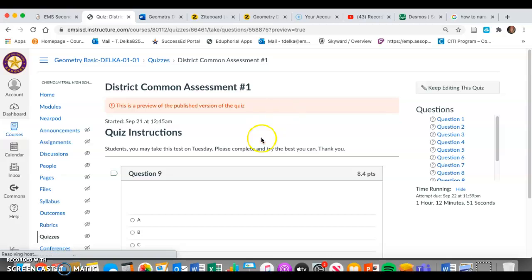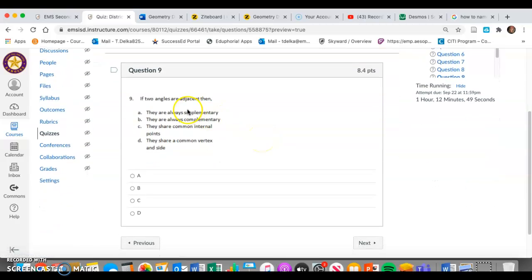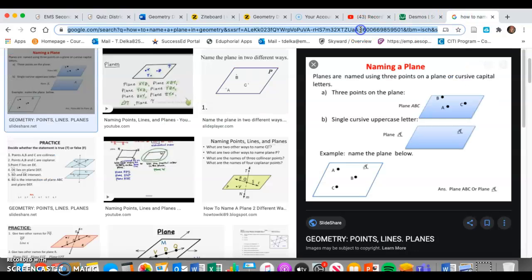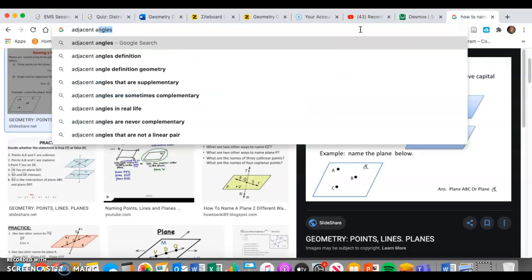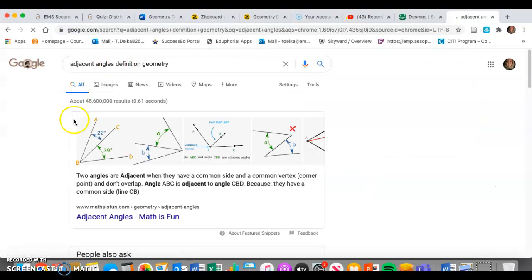Moving on now. Question number 9. If 2 angles are adjacent, then, well, you guys need to know what an adjacent angle is. So we go over adjacent angles. We want their definition, of course. So let's talk about them.